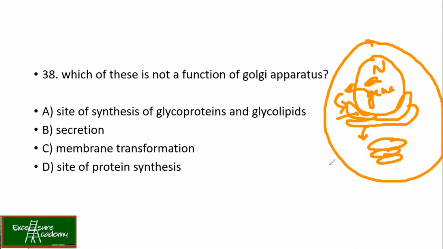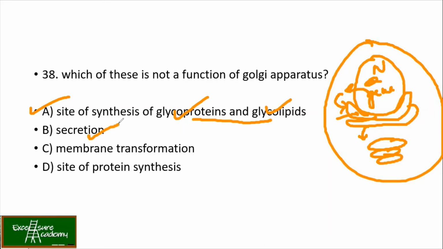Now let's see what is not the function of Golgi apparatus. So in the case of this, it is a site of synthesis of glycoproteins and glycolipids. Now this is true because once the protein has been synthesized in the ER, it goes for modifications in the Golgi apparatus, where most of the proteins are linked, whether it is N-linked or O-linked, it gets linked to the glycan region, and glycoproteins and glycolipids both are synthesized. So this is actually a correct option.